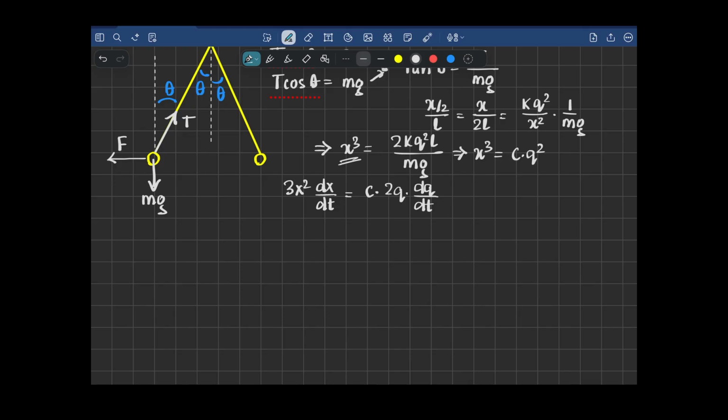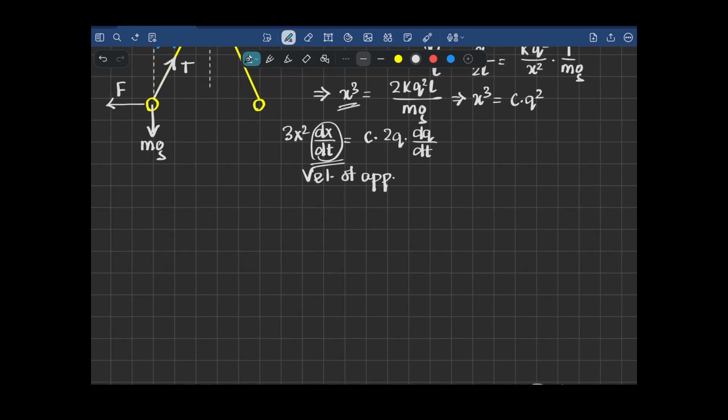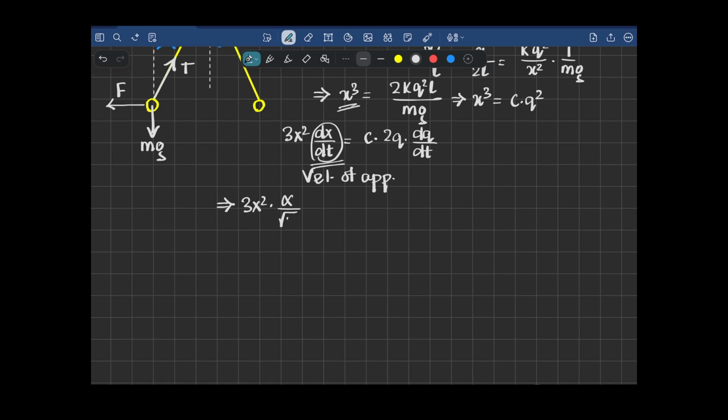So see here, this dx by dt is the velocity of approach that is given to us. What is the velocity of approach? According to the question, it is v equals alpha by root x. So I am replacing that term here. So I am getting, see, 3x square into alpha by root x equals 2cq into dq by dt.